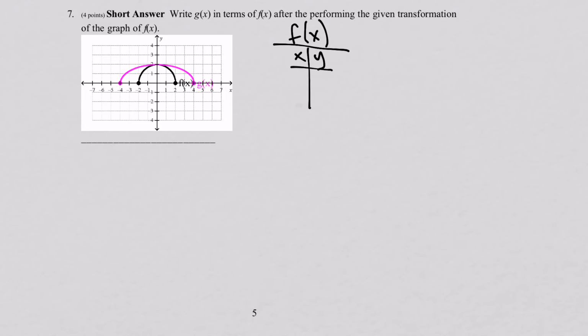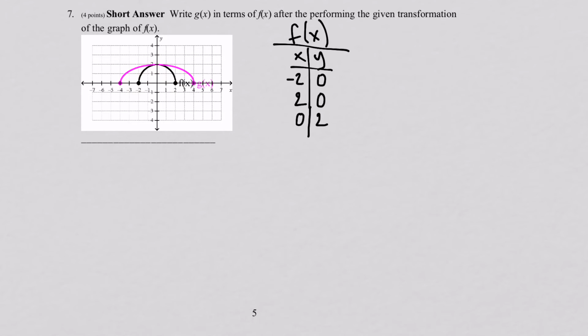There's only 2 points really that I can look at: -2, 0 and 2, 0. And, oh, there's 3 points: 0, 2. Right? -2, 0; 2, 0; and 0, 2.